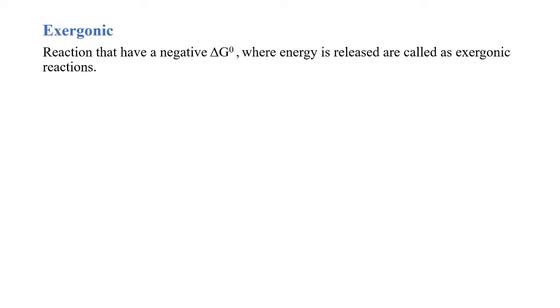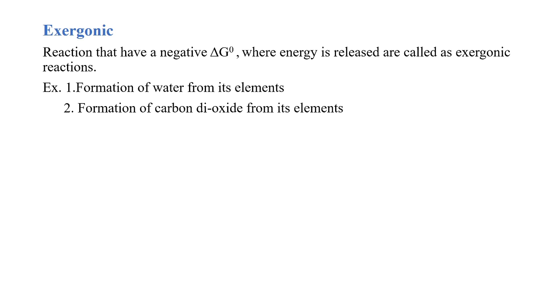Now let us see what is meant by exergonic and endergonic reactions. Let's start with the exergonic. So what is meant by exergonic? Exergonic is nothing but the reaction that have negative delta G naught, where energy is released, are called as exergonic reactions. For example, a formation of water from its elements. And second example, formation of carbon dioxide from its elements. These are the examples of exergonic reaction.